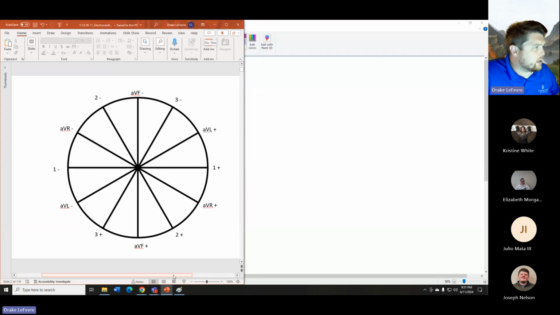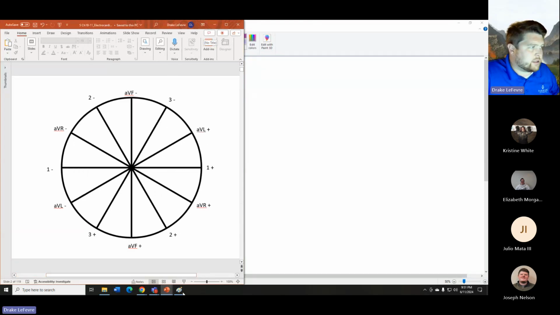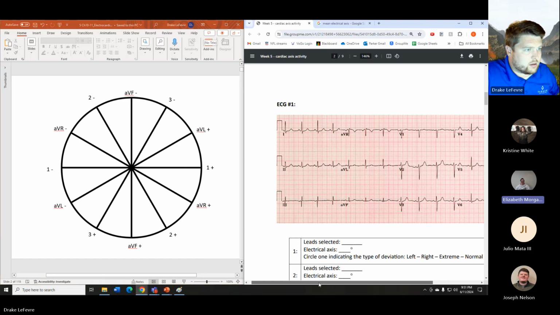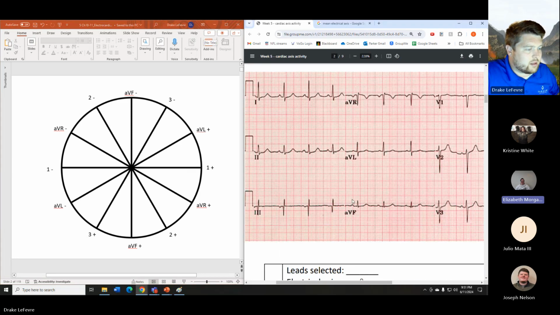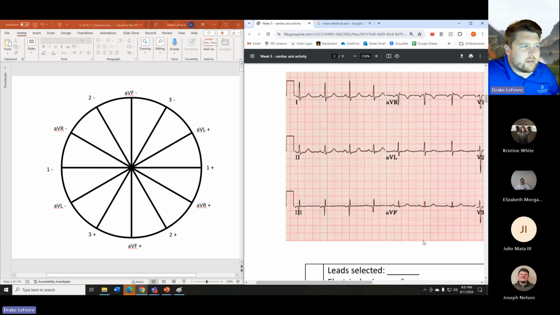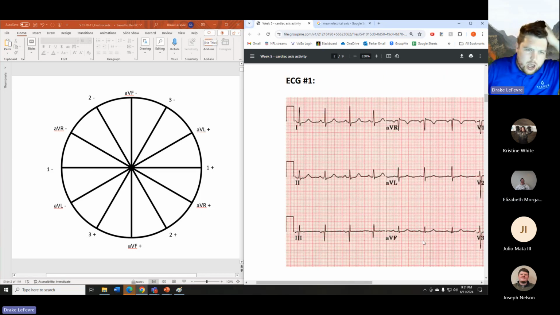Elizabeth, is that a little bit easier for your brain to look at? I think so. I don't know what isn't clicking. This is one of those things. I mentioned this before. EKGs are one of the things that you honestly just have to do enough of them to make it click.